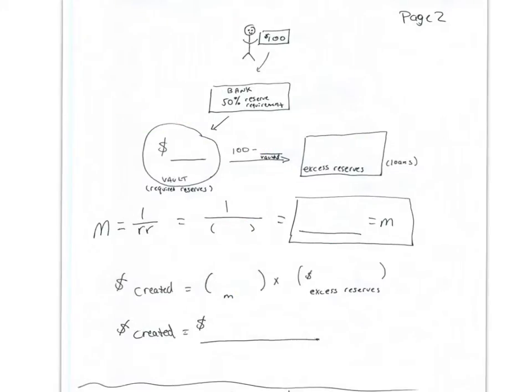Now let's consider another problem. You're still going to put $100 into the banking system. The bank reserve requirement is 50%, so $50 goes in the vault, $50 is in excess reserves. The multiplier is 1 over the reserve requirement, 0.5. So the multiplier is 2. The multiplier times the initial excess reserves of 50 means we can create $100 from the original $100 deposit.